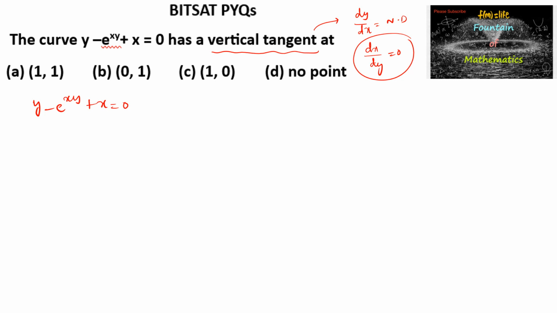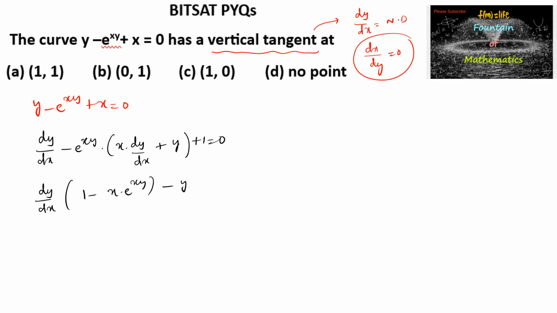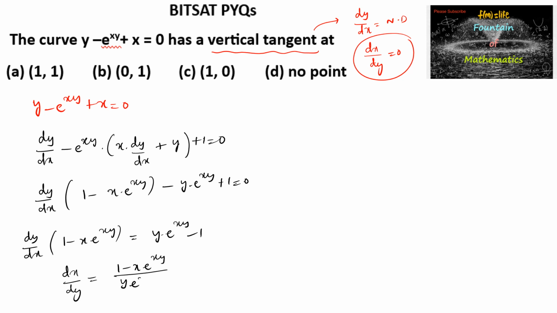So let's differentiate with respect to x. So we can write dy by dx minus e to the power of xy into differentiation of xy, which is x into dy by dx plus y, plus 1 is equal to 0, or dy by dx taken common here, 1 minus x into e to the power of xy, minus y into e to the power of xy plus 1 is equal to 0, or dy by dx times 1 minus x into e power xy is equal to y into e to the power of xy minus 1, or we can write dx by dy is equal to 1 minus x into e to the power of xy upon y into e to the power of xy minus 1.